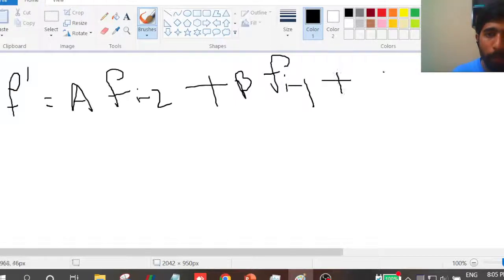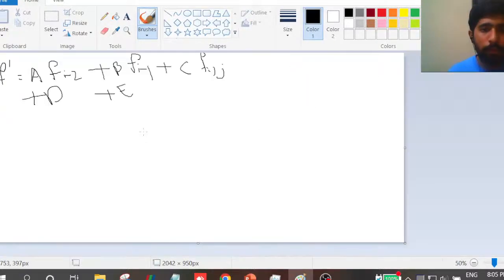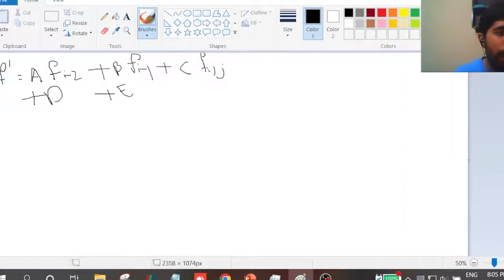Okay, plus c into f of I comma j. Similarly plus d into this I plus 1, plus e into this. So this is the way in which you write. Now once you write this formulation, you should form a Taylor table using this.